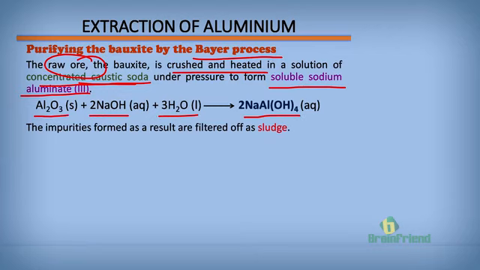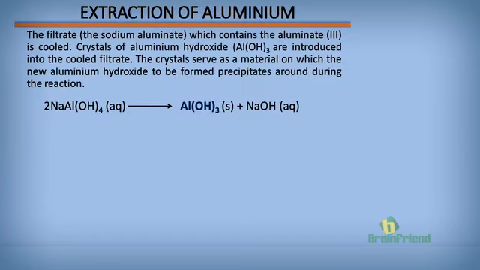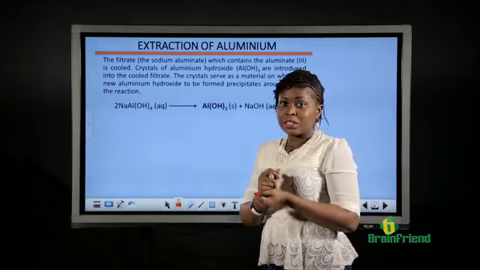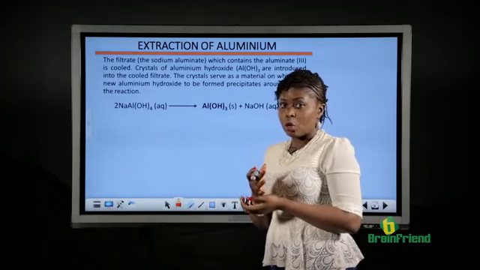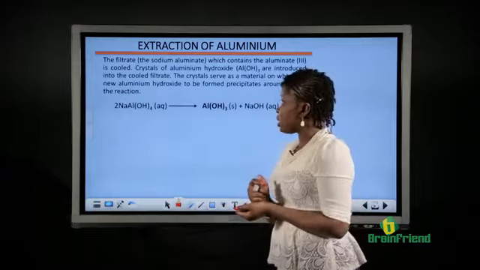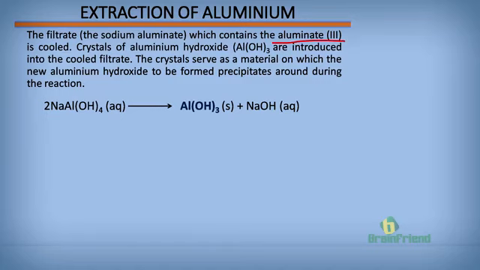So we have the bauxite reacting with sodium hydroxide, in water, to form sodium aluminate. The impurities formed in this process will be filtered off as sludge. So we now have our sodium aluminate. Now, this filtrate, which contains the sodium aluminate, is cooled. So after it is heated, it is allowed to cool down. Now, crystals of aluminium hydroxide are introduced into the cooled filtrate. It's introduced into the cooled sodium aluminate.